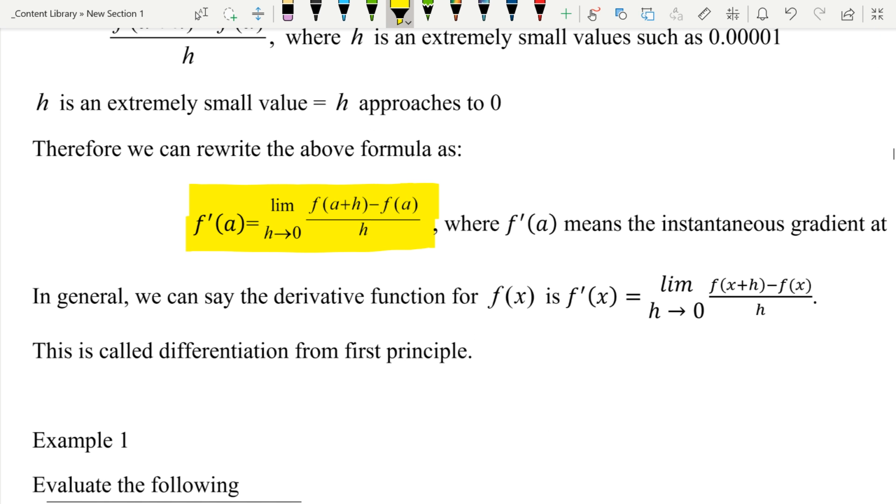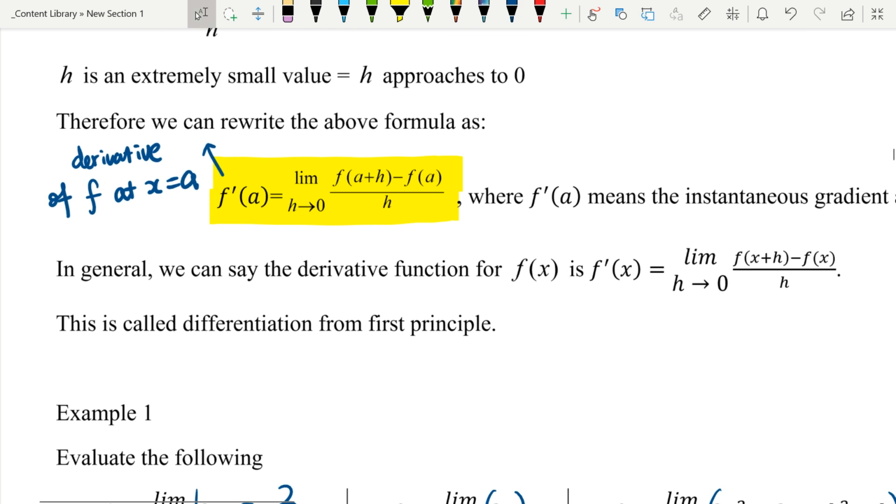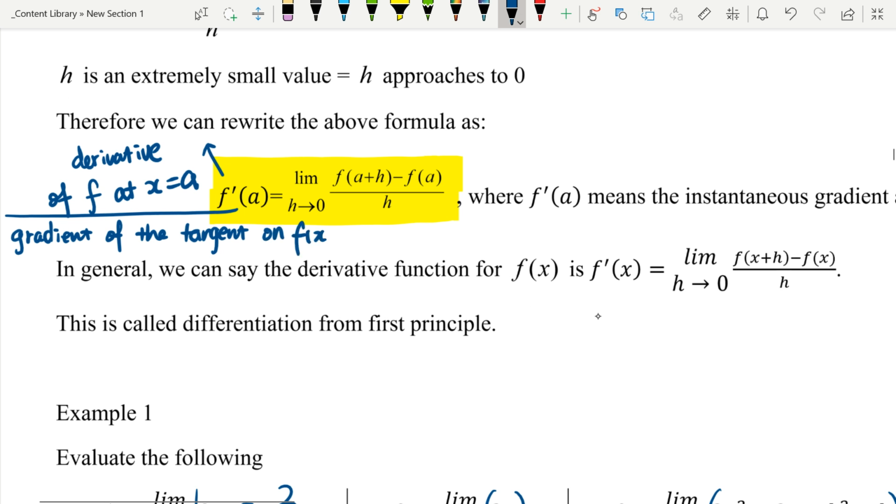Okay, f dash a. What's f dash a? It is the derivative of f at x equals a. Also, it's the gradient of the tangent at x equals a. It is the gradient of the tangent on f(x) at x equals a.